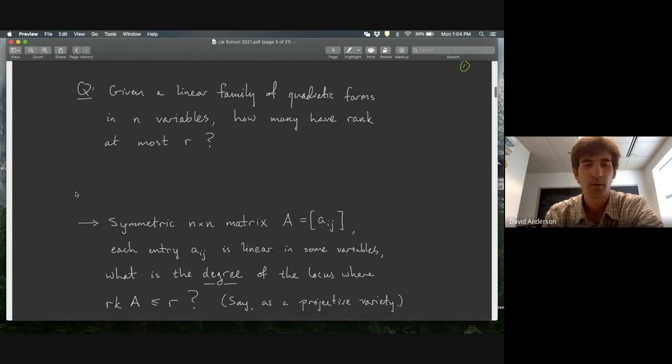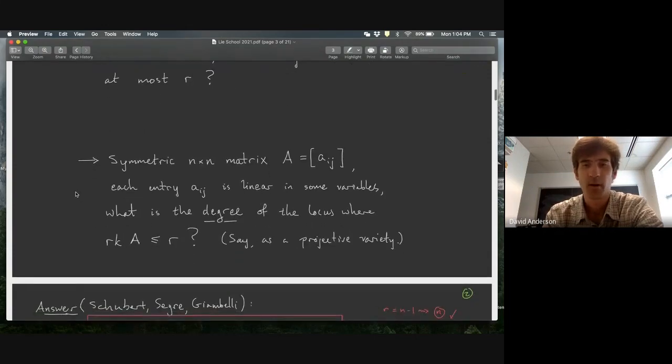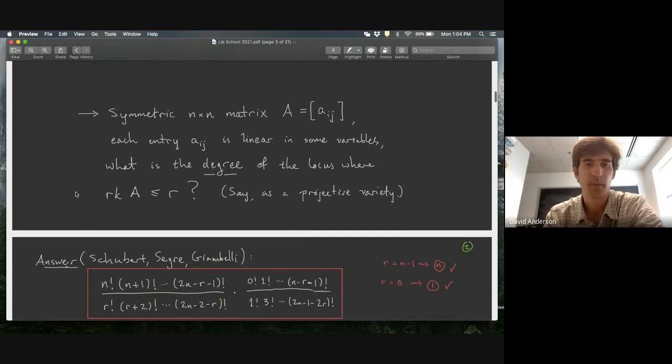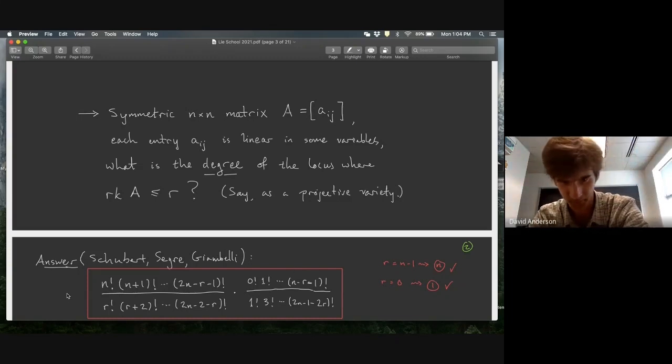Well, this sort of becomes a question of algebraic geometry, and there was an answer given almost 150 years ago, and here's the answer. It was attributed to Schubert in a paper by Segre, and then kind of recast in a paper by Giambelli from 1911. There's this nice, wonderful ratio of factorials. You can reorganize it to a nice ratio of binomial coefficients if you like those better.